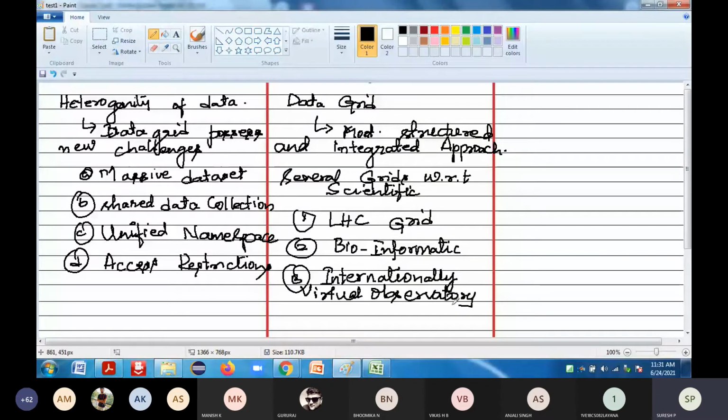You can discover the data, and after discovering it, you can transfer it, and after transferring it, you can either manipulate it or use it for analysis. So that is about your data grids. Anybody having any doubt with respect to data grid?